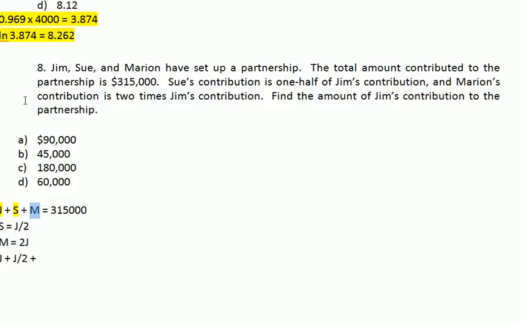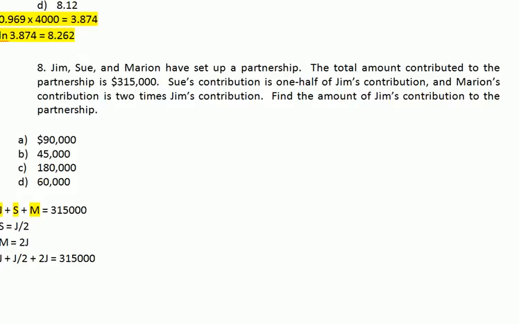The third one is M here. Now M equals 2J. So instead of writing M, I can write 2J. So I've just replaced those terms all in terms of J. I need only one unknown. We call it an unknown. Now that still equals 315,000. There's no change on the right. It still equals 315,000.